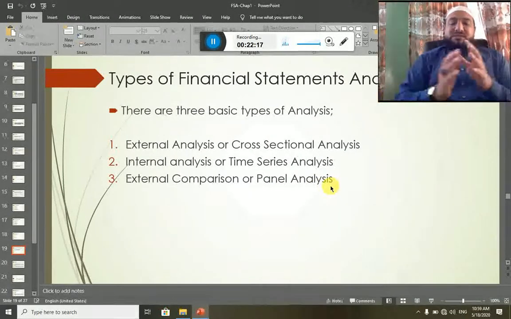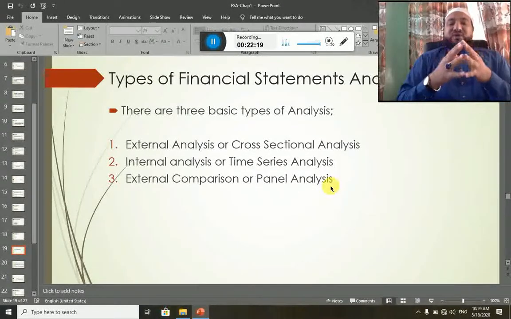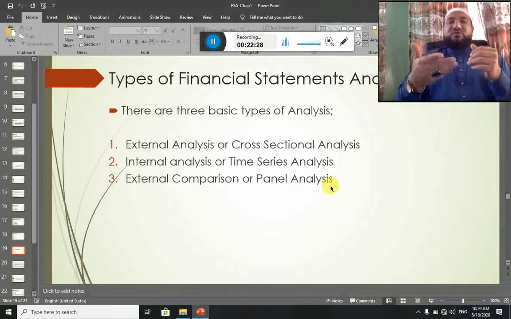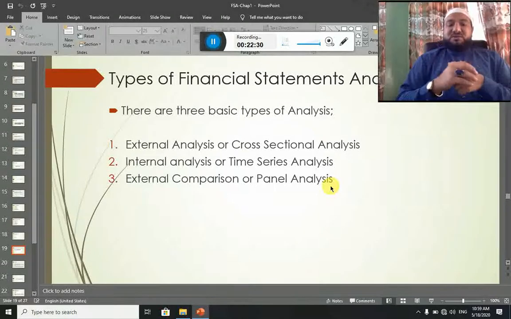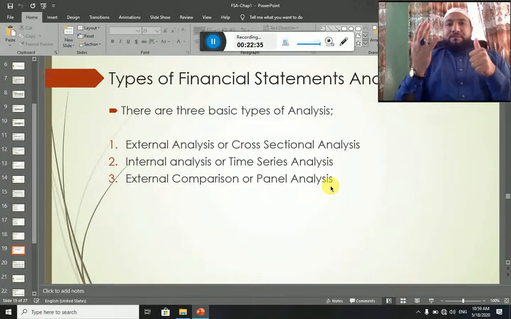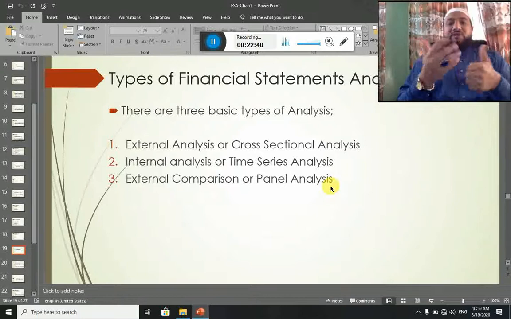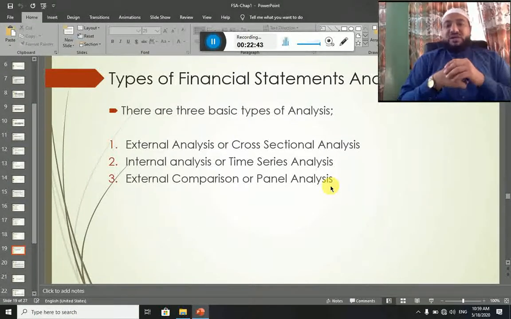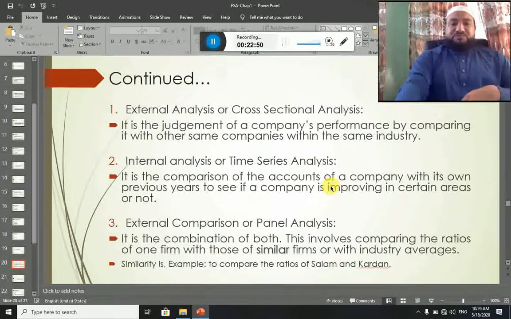Remember, one is tools or methods of financial statement analysis. There are how many? There are 6, right? And one is types of financial analysis or financial statements analysis. So 3 main types. Means we can use those 6 methods for analyzing in 3 different ways. Right? So the first way is external analysis, second one is internal, and third one is comparison, internal comparison, external comparison, right? So let's see what are these. Let's discuss them one by one.